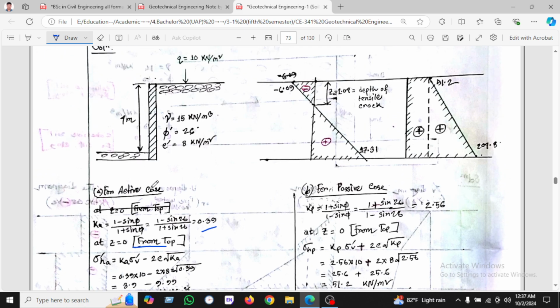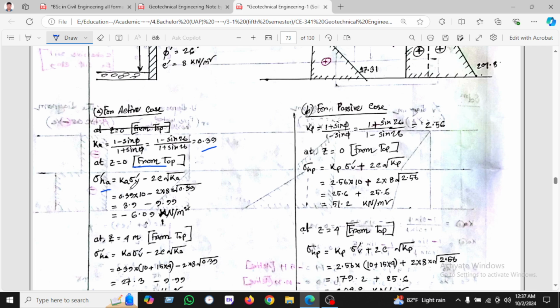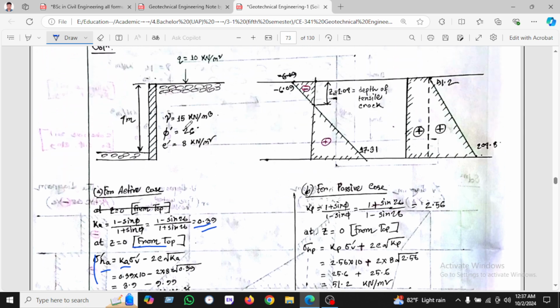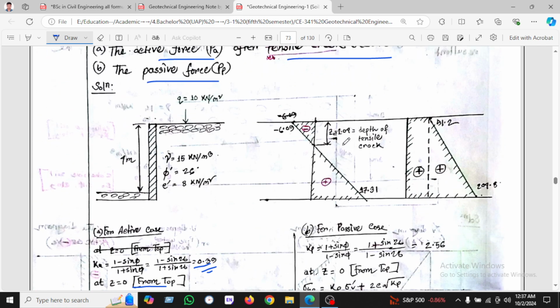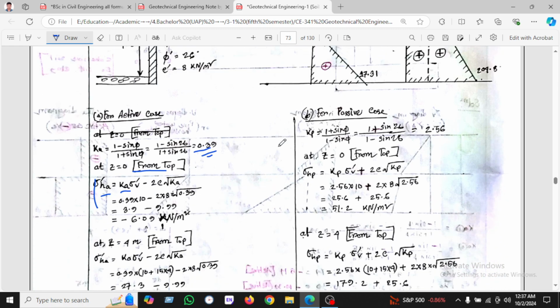And we can see we will calculate the horizontal case, so we will use the direct formula, which is K into gamma vertical minus 2c root over K. K we have already calculated here, and gamma vertical we know here: 15 into 4, and found 10, and 2c root over K. C is the value we have found, and the K value found is 0.39, and we found gamma horizontal, which is 6.09. 6.09 is here at the upper portion of the soil layer.